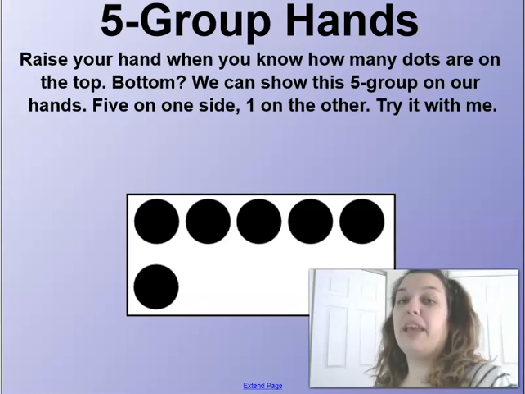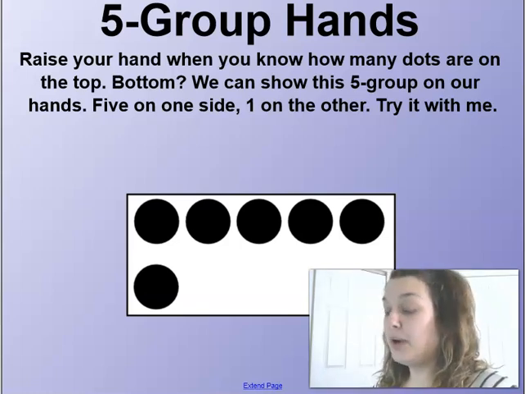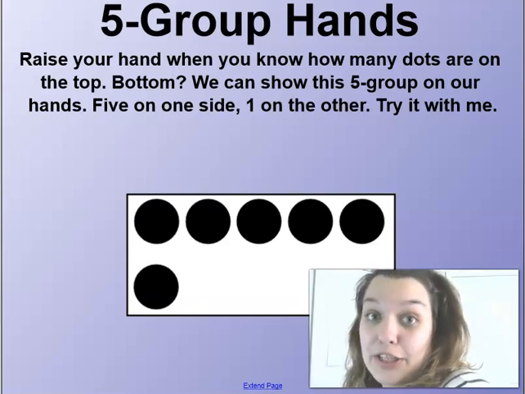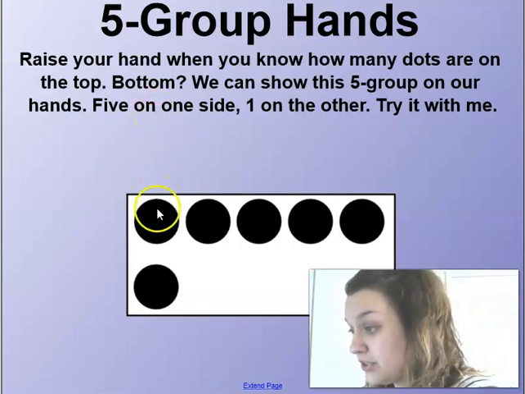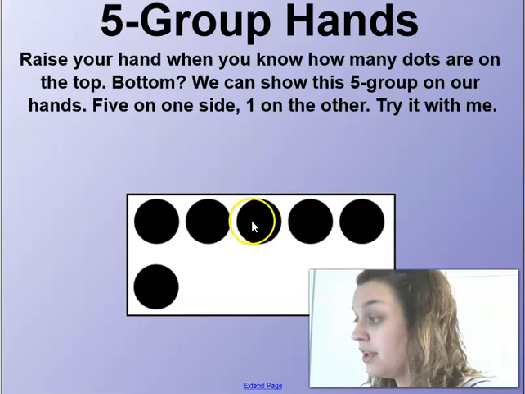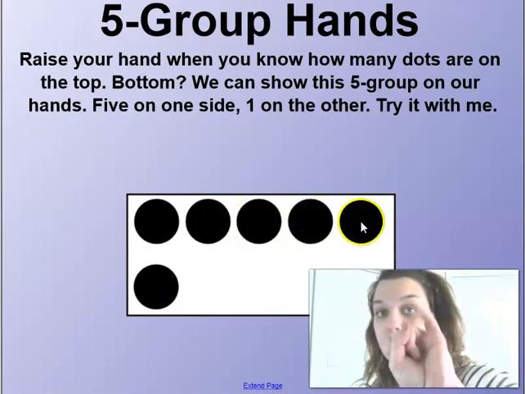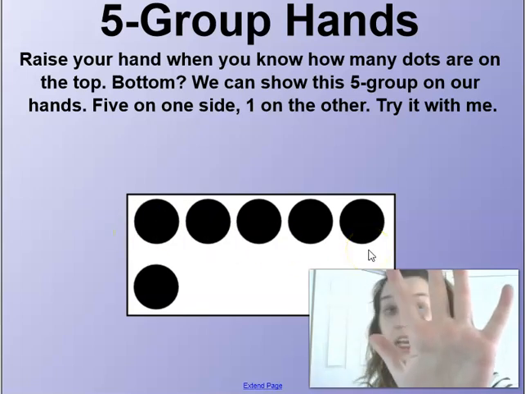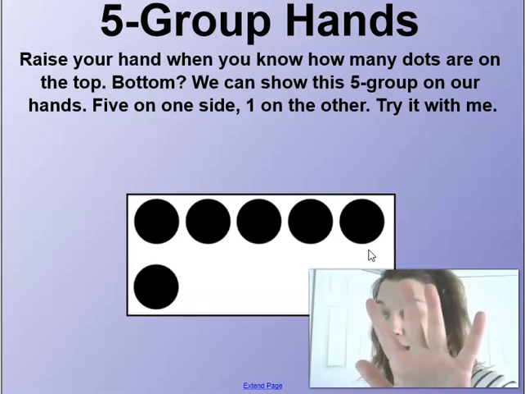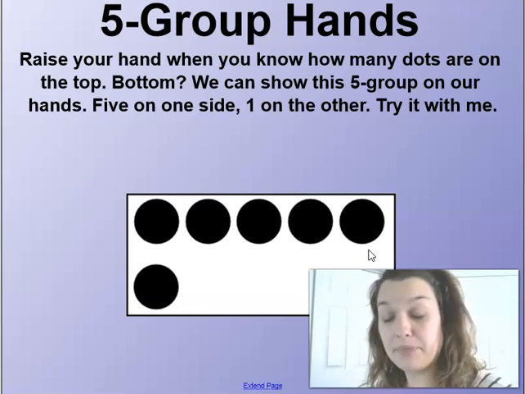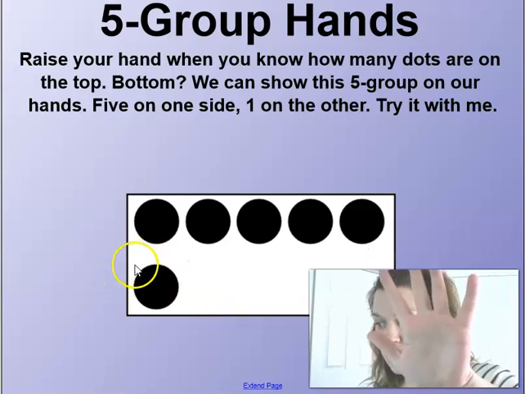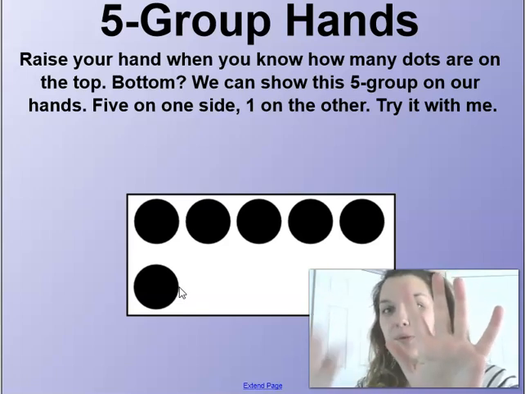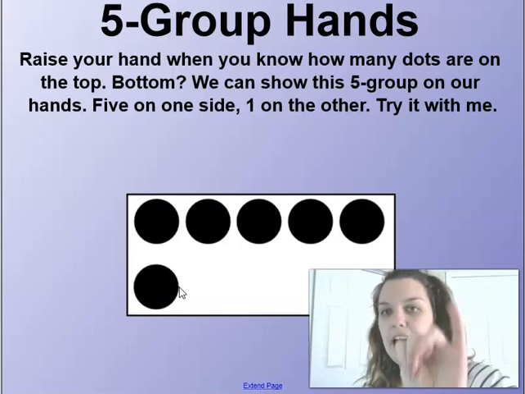Okay, so we're going to play a quick game. It's called 5 group hands. You are going to raise your hands and show me the numbers when you figure out how many dots are on the screen. So I want you to look at this screen. There's 1, 2, 3, 4, 5. So 1, 2, 3, 4, 5. This line of dots is always 5. Okay? Pretend there's little boxes and it's a 5 frame. And then we have to add this one down here. So 5 and 1 is 6. Very good. Let's count. 1, 2, 3, 4, 5, 6.